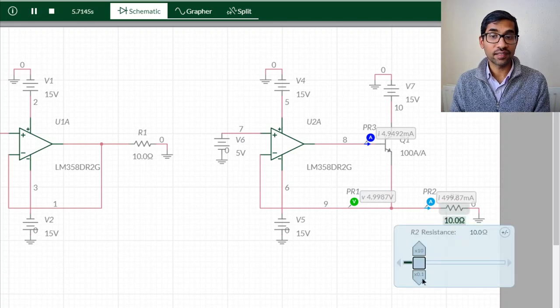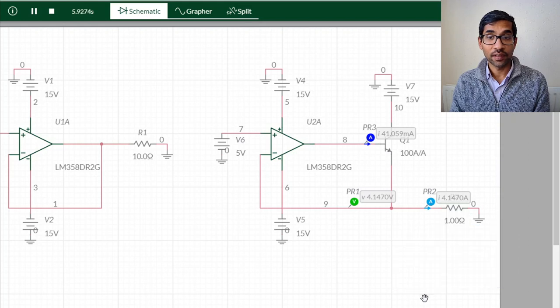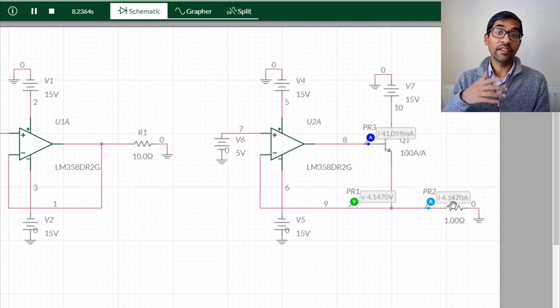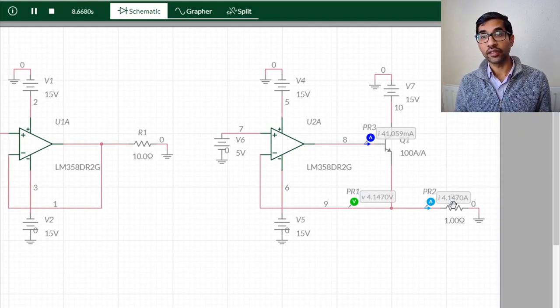Let's try to reduce this further by 10 times. And you can see now the voltage starts to drop. The voltage has become 4.1. So we have improved the current capacity. The current output of the op amp here was around 40 milliamperes or so. And here this circuit along with this transistor is able to supply almost 4 amperes of current. So you're getting a 100 times increase in the current capacity of your circuit.